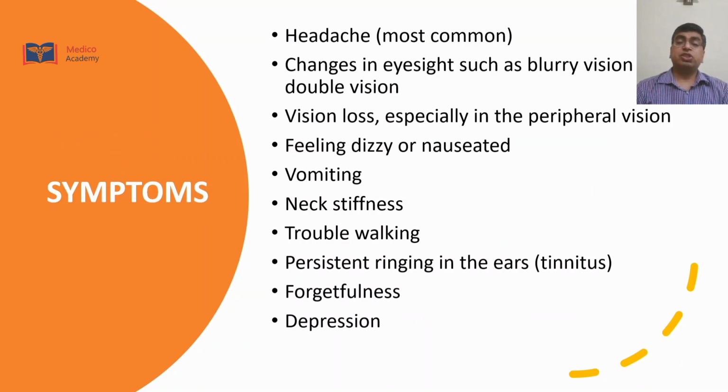Now, symptoms in general for all the causes of intracranial hypertension are headache, which is the most common symptom. Changes in eyesight, such as blurry vision or double vision. Vision loss, especially in the peripheral vision. Patient feels dizzy, vomiting, neck stiffness, trouble in walking, tinnitus, forgetfulness, and even depression.